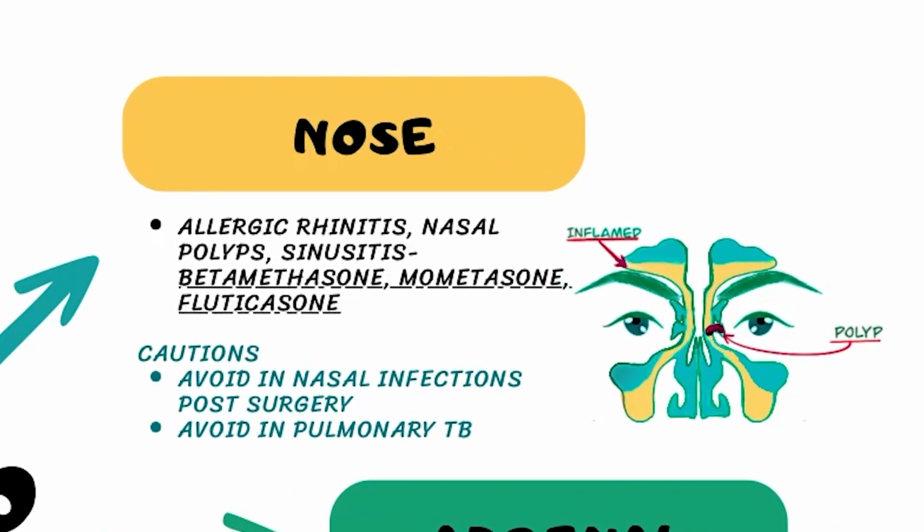For the nose, moderate to severe allergic rhinitis, nasal polyps, and acute sinusitis are relieved by topical nasal corticoid steroids. It is best to avoid in untreated nasal infections after nasal surgery and avoid in pulmonary tuberculosis. Mometasone and fluticasone have negligible systemic absorption, and betamethasone, which has the highest absorption, is therefore used for short term only.